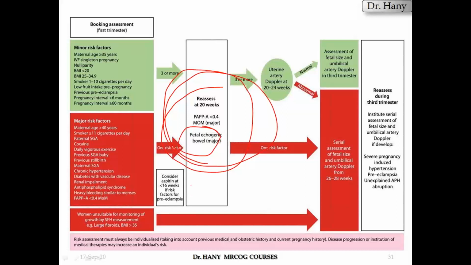And if the woman has preeclampsia risk, you will give her aspirin from 12 weeks, not later than 16. You will give it from 12, meaning less than 16.